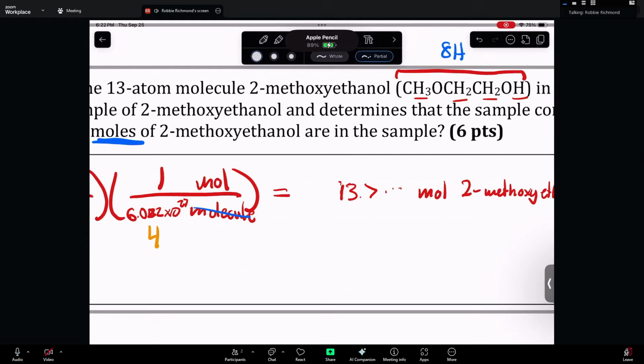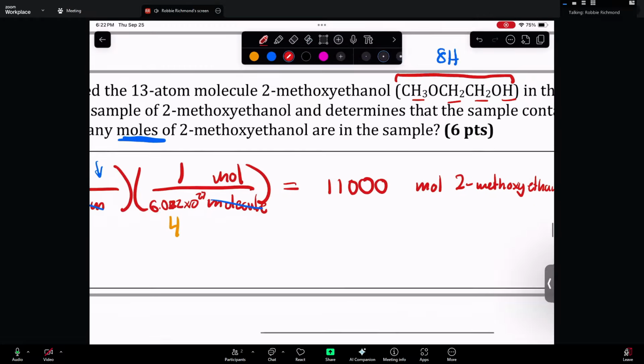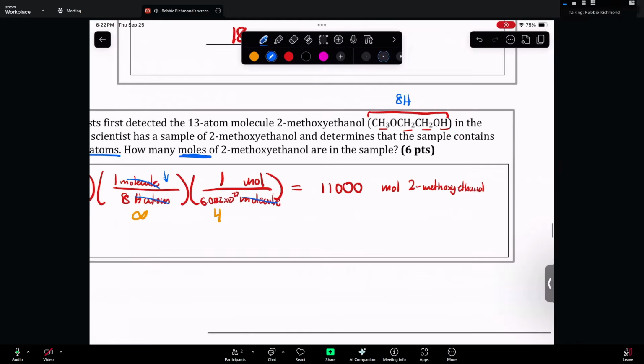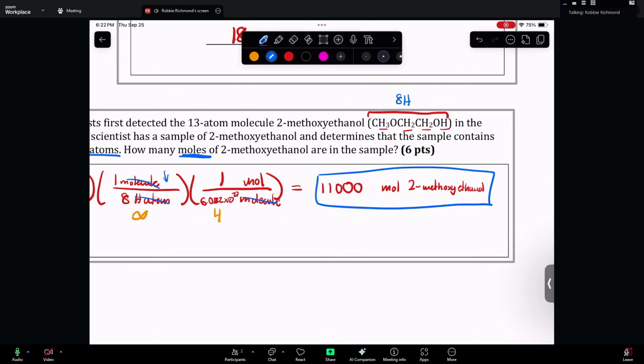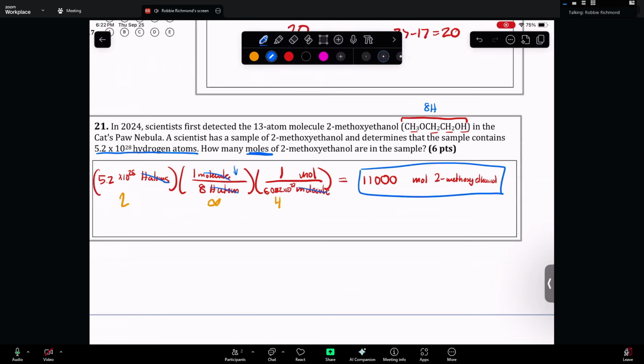So I would get 11,000 moles of 2-methoxyethanol. Last thing I would do, this is definitely not required of you, but I would recommend you do this just so it makes Dr. Outlaw's life a little bit easier. Just box your answer.